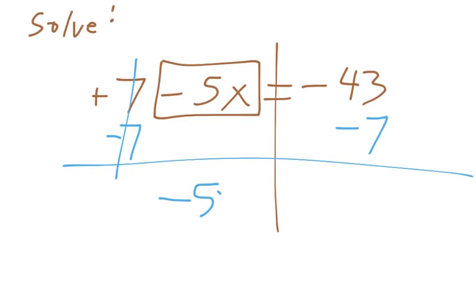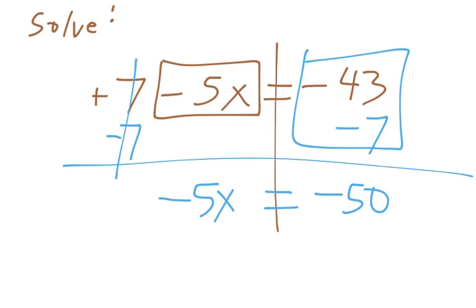So we have negative 5x. Negative 43 minus 7 is a negative 50. Okay. If you need to, you can add the opposite. Or when you have two negatives on the same side like that, just add them up and keep that sign. Okay, last step is to divide by negative 5.